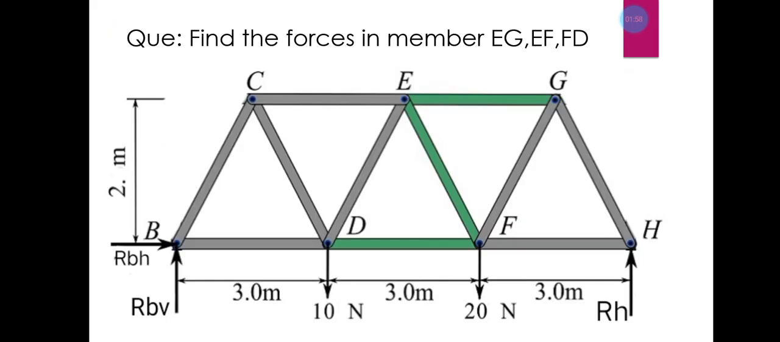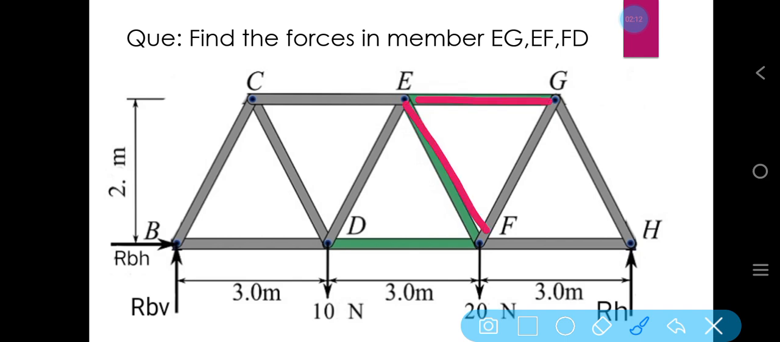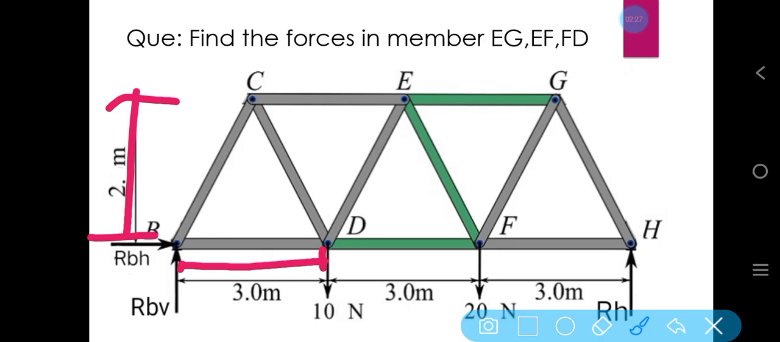So see here the question is given. Question: find the forces in members EG, EF and FD. So we have to calculate the force in members EG, EF and FD. It is highlighted by green, in which the height of this trusses is given as 2 meter, the distance between point B to D is 3 meter, D to F is 3 meter, F to H is also 3 meter.